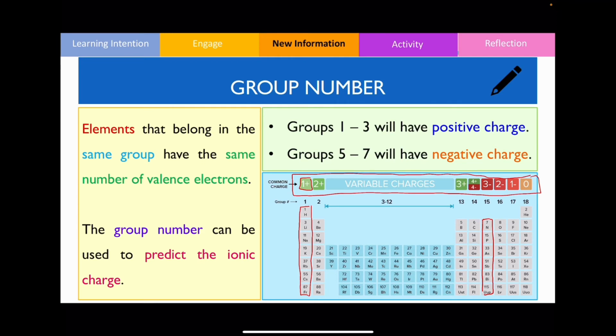Now this is also summarized by these 2 dot points over here. So I've said any elements found in group 1 to 3. So again, notice that I'm labeling this as group 3 rather than group 13. These will have a positive charge, whereas any elements found in group 5, so in this one over here, 2, 7, will have a negative charge.